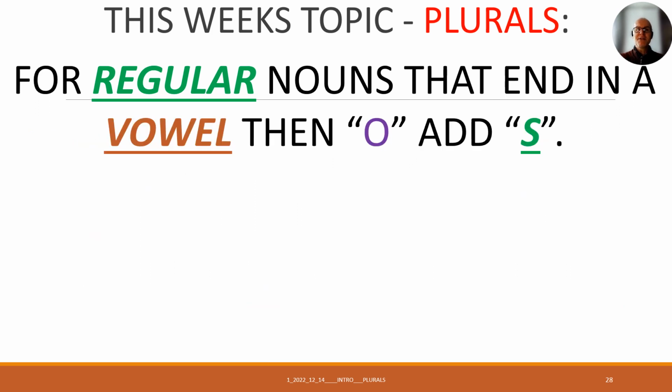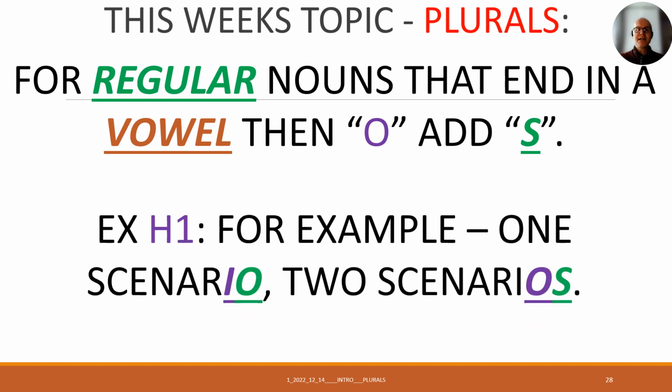For regular nouns that end in a vowel, then an O, you add S. For example, one scenario, two scenarios. A vowel, then an O. For the singular noun, you can just add an S to make a plural.